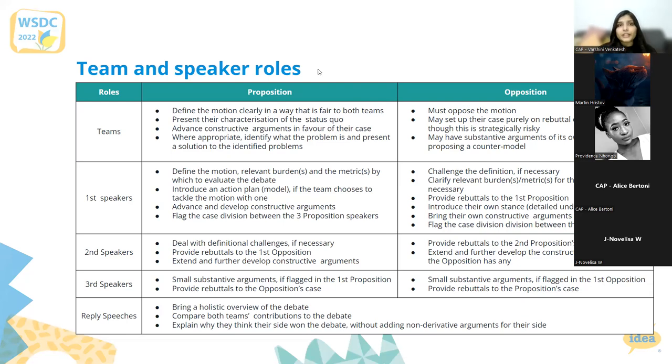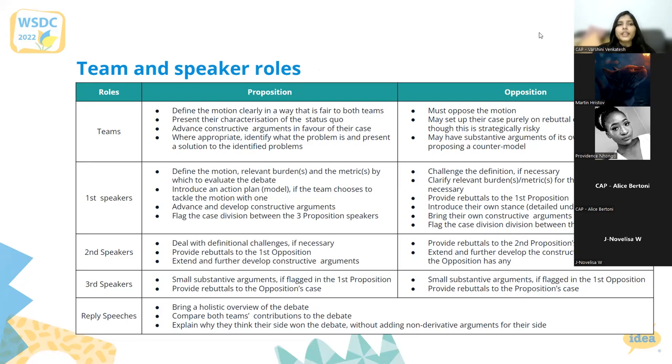And that often means opposition teams also bring their own constructive or substantive arguments. However, whether they do that or not is not an auto win or loss. Nothing is an auto win or loss. You have to evaluate the debate as a whole. So I'll just give you a minute to run through the roles of speakers on prop and op.